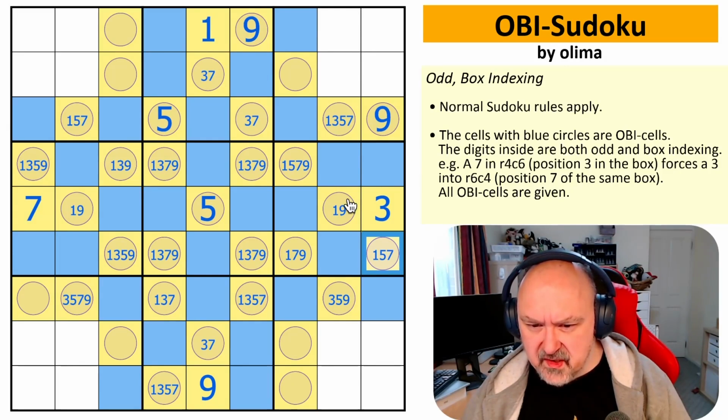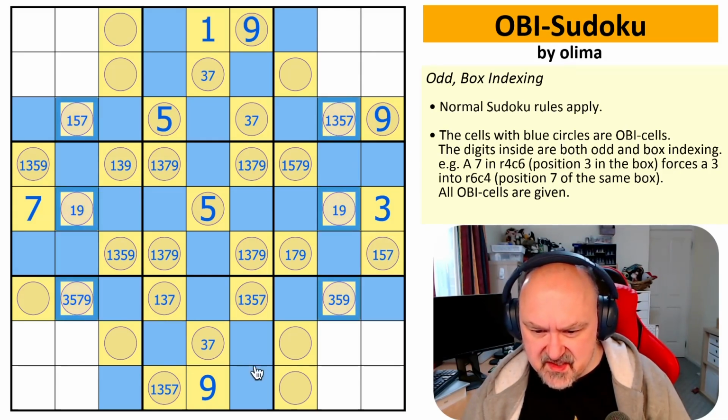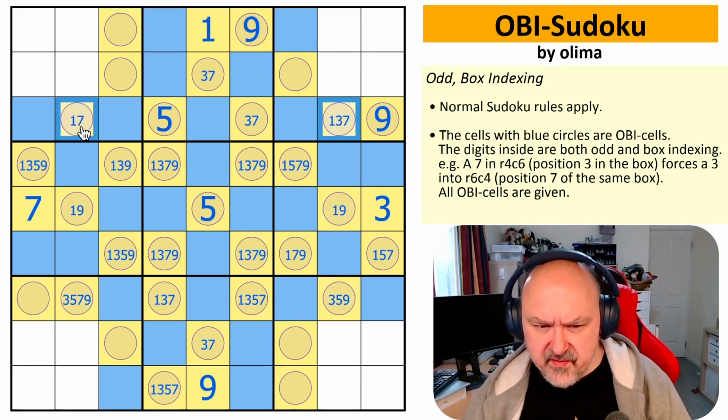That is really hard to see. You've got to see these X-wings in these cells. So there's no 5 in those. So if that's a 1, that's an 8. If that's a 7, that's an 8. So there's an 8 in one of those two.